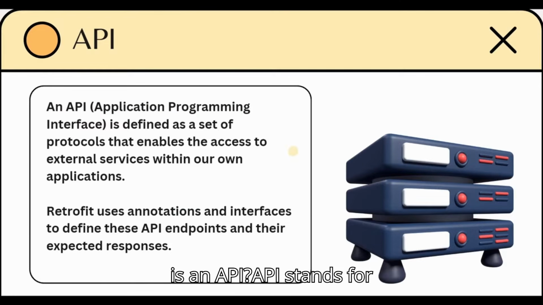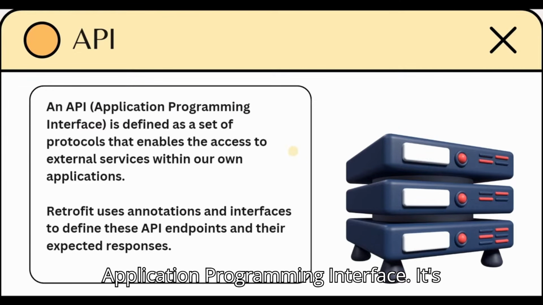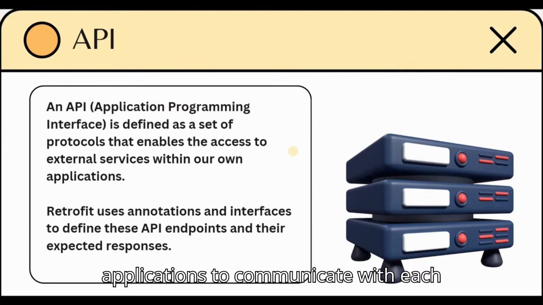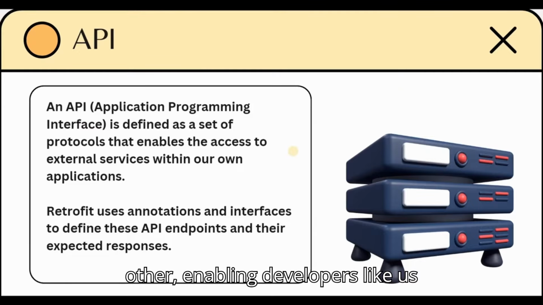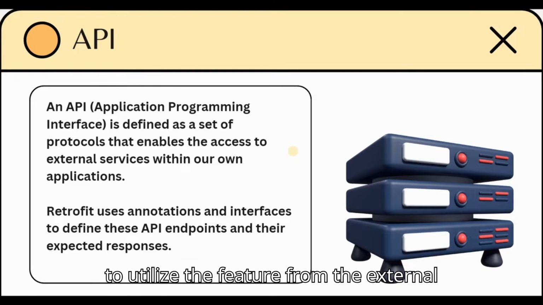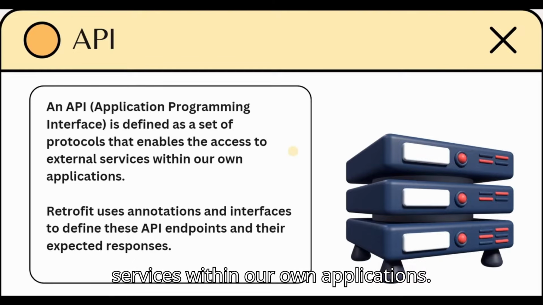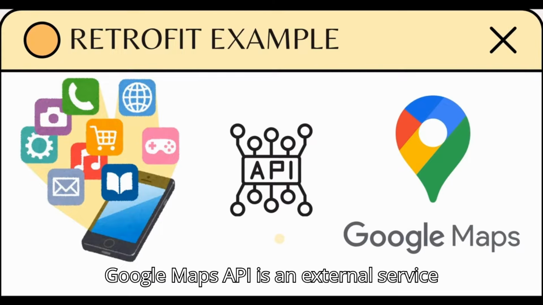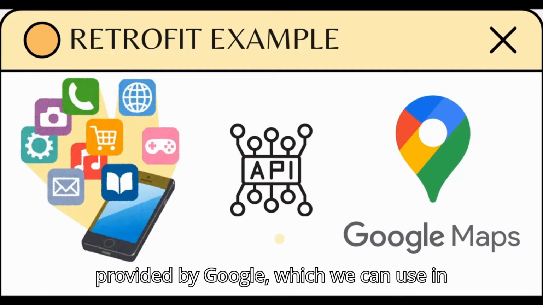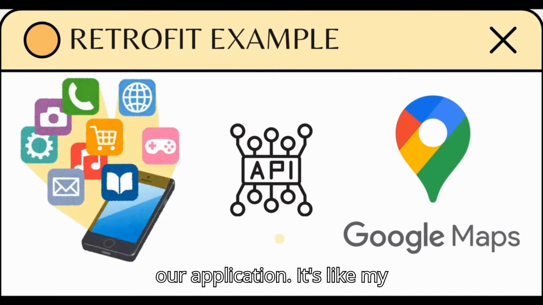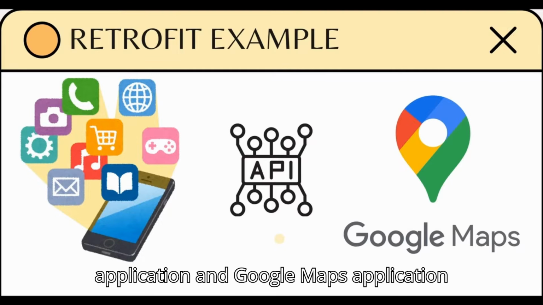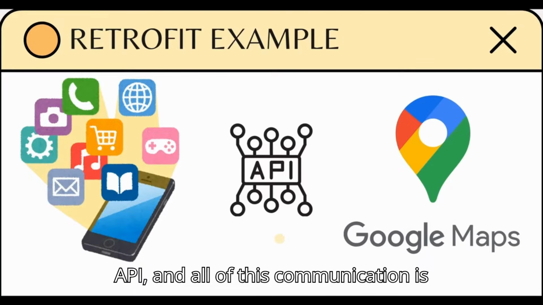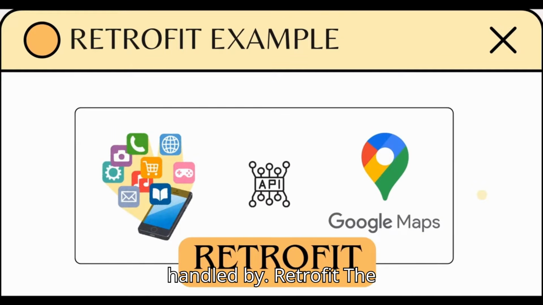But what is an API? API stands for Application Programming Interface. It's like a helper that allows different applications to communicate with each other, enabling developers like us to utilize the features from external services within our own applications. Google Maps API is an external service provided by Google, which we can use in our application. It's like my application and Google Maps application are communicating with each other via API. And all of this communication is handled by Retrofit.